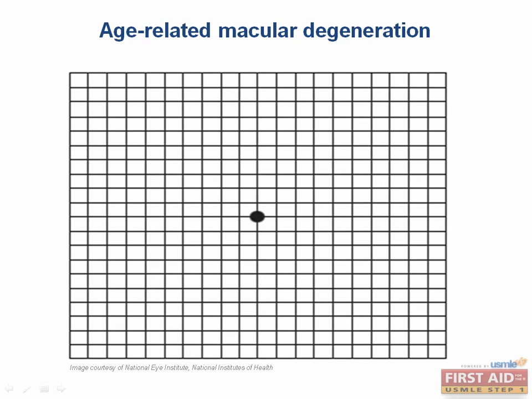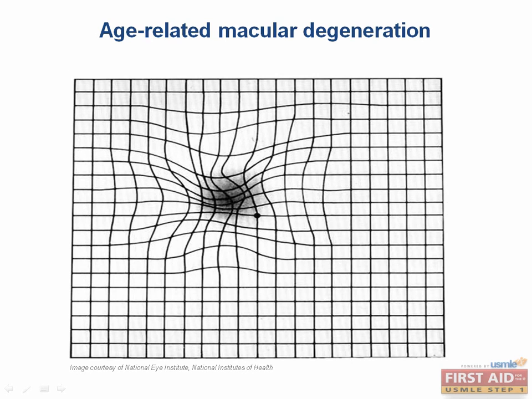People who have dry MD screen themselves with this Amsler grid. When the lines become wavy, you know it's time to call the ophthalmologist, or stop doing drugs. Treatment is with VEGF inhibitors to prevent further neovascularization.